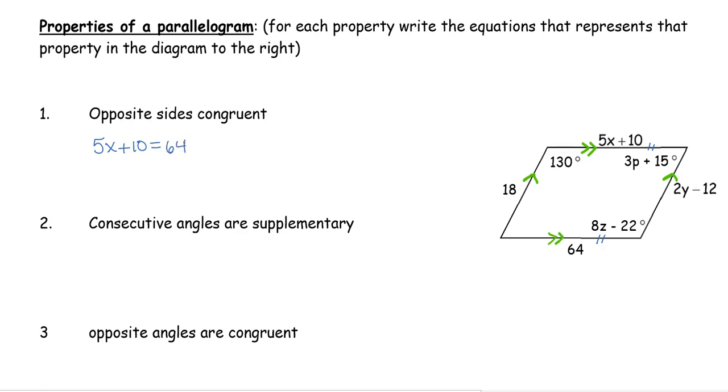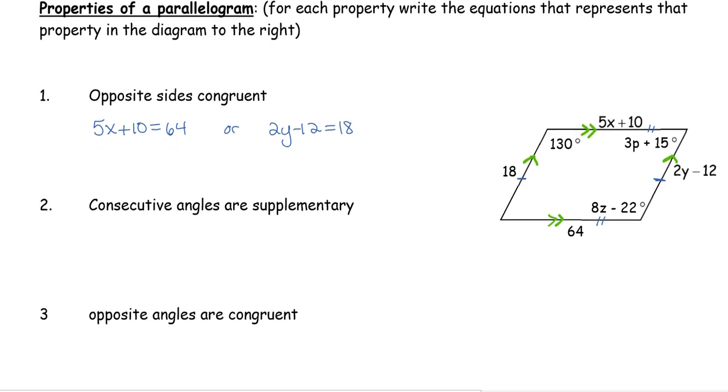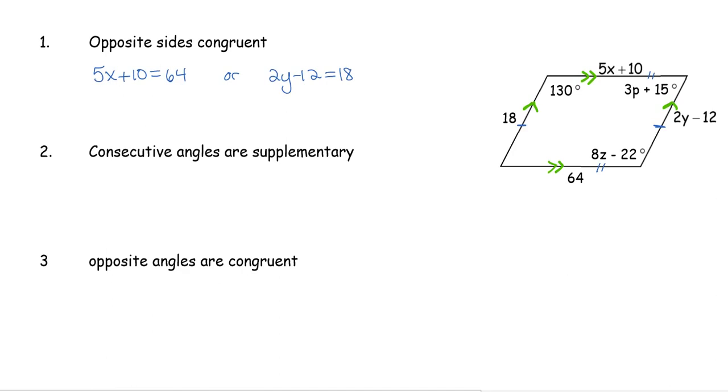Now we have other sides that are congruent as well. The left side is opposite the right side, which means I could also set up the equation 2y minus 12 is equal to 18. So remember, if they are congruent, then we can set them equal to each other. The next property that we're going to get from this parallelogram is that consecutive angles are supplementary.